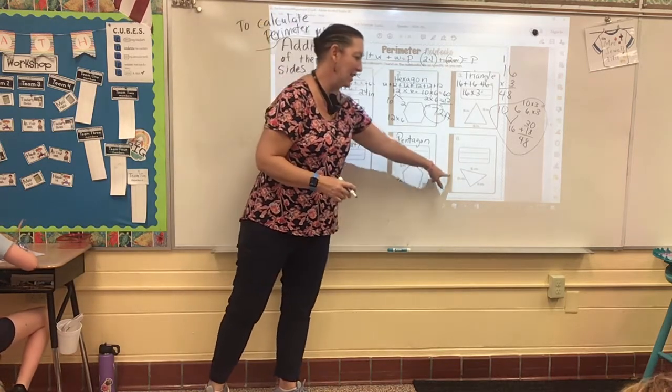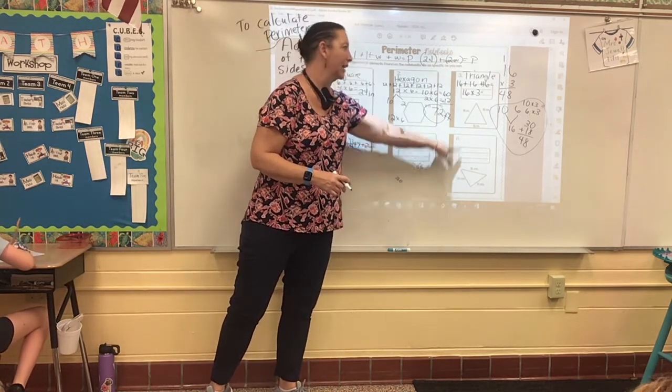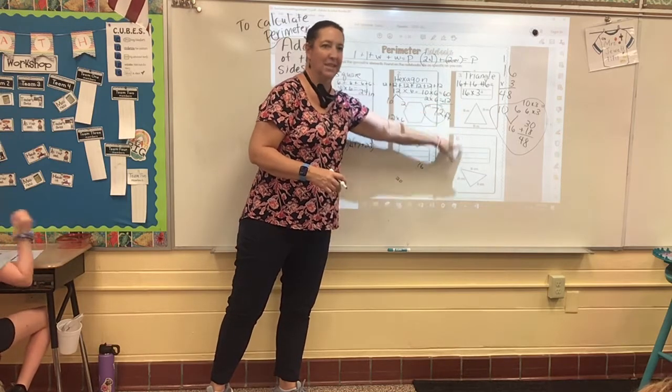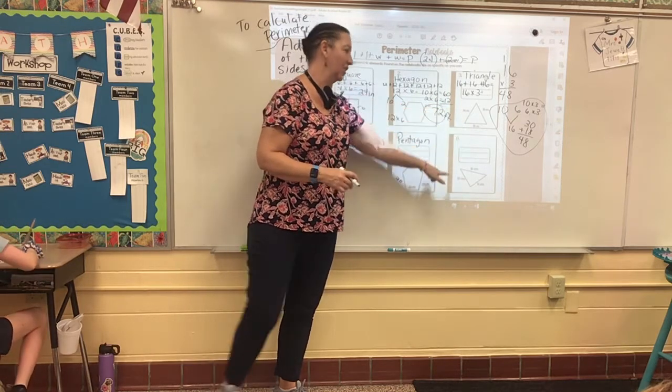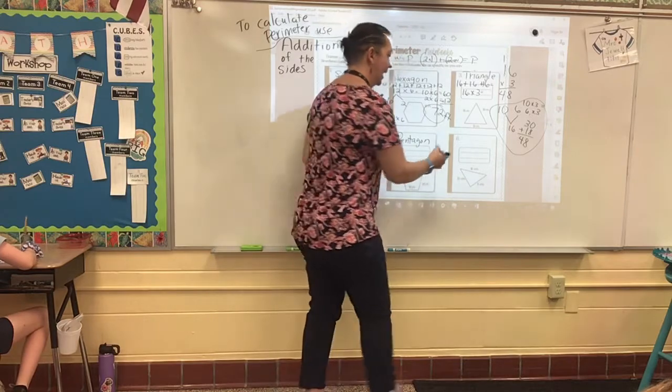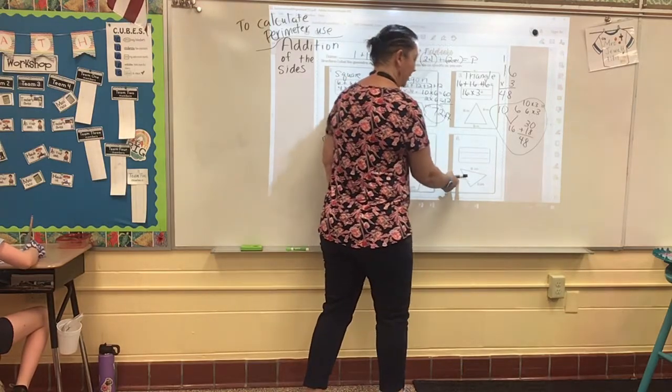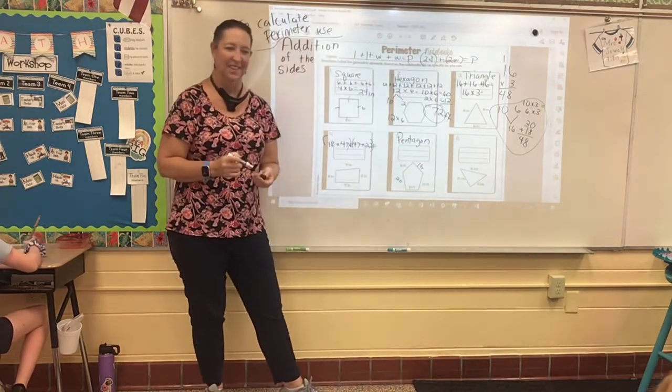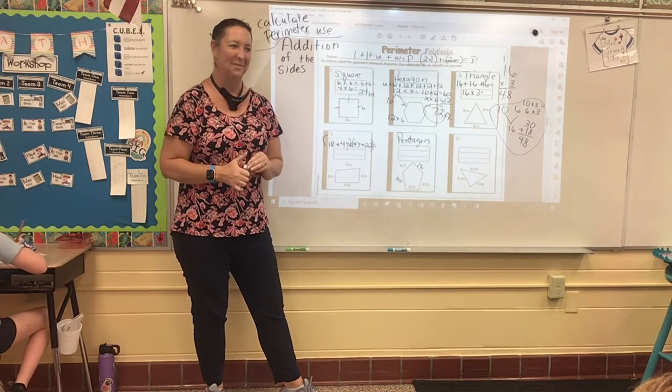And the last one is, what type of figure is that? Triangle, very good. And so we're going to add 16 plus 8 plus 10. All right, give it a try and let me know what you come up with.